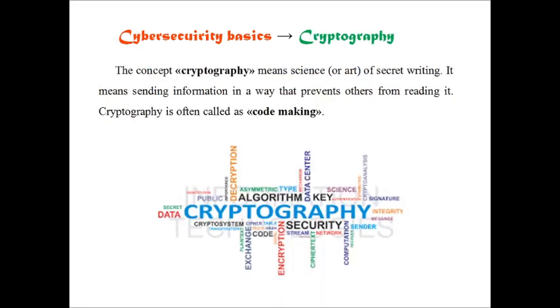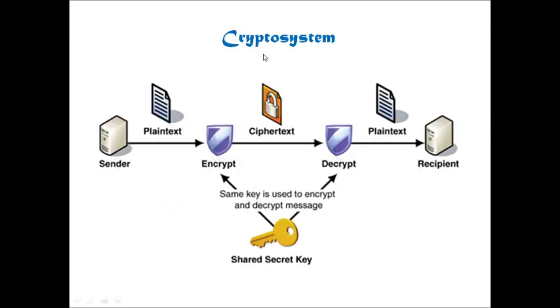Now let's consider cryptography. The concept of cryptography means the science or art of secret writing. It means sending information in a way that prevents others from reading it. Cryptography is also called code making. A cryptosystem consists of the following elements: plain text, encryption, ciphertext, decryption, and the key.